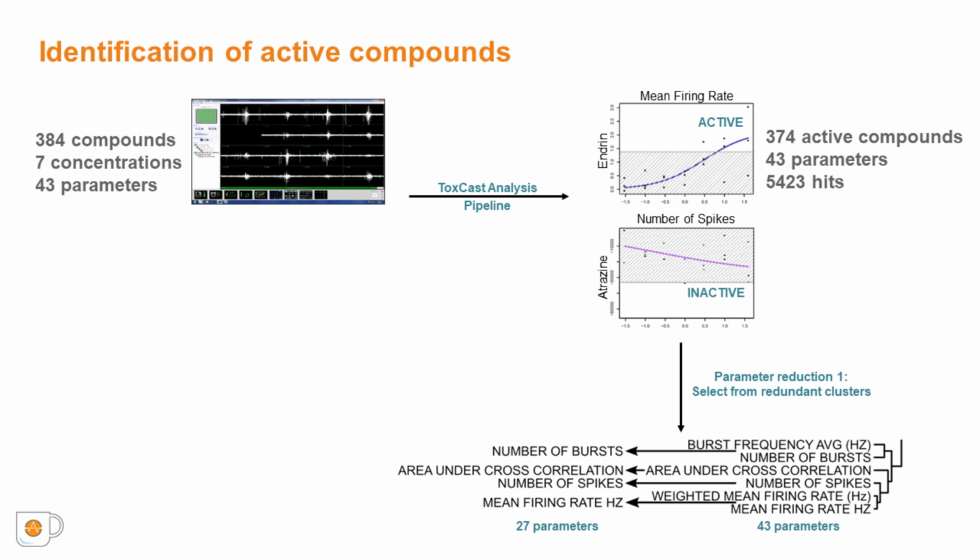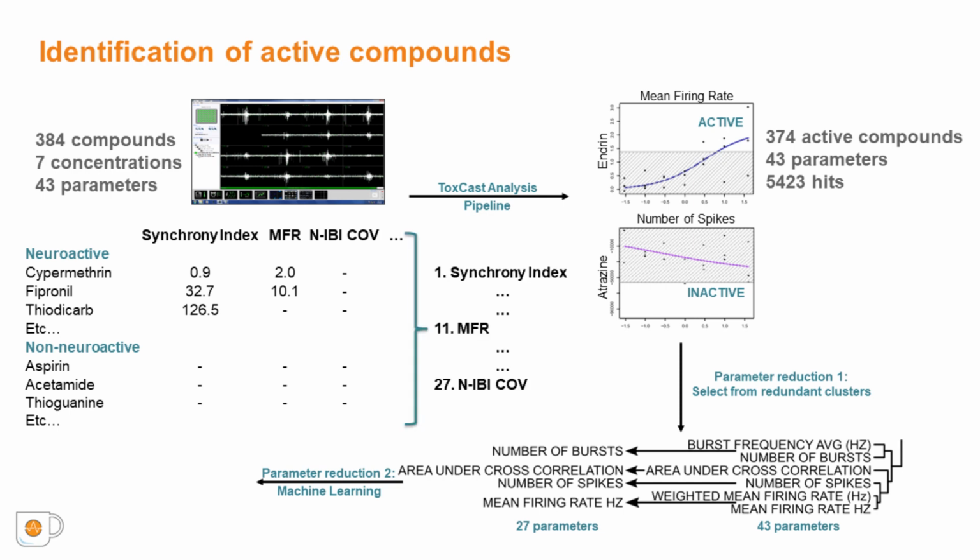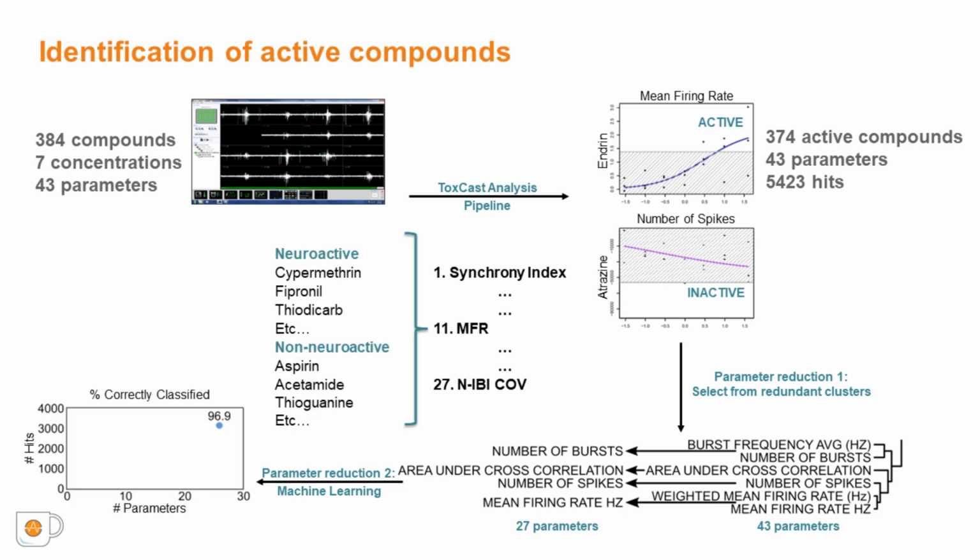However, 27 are still a lot of parameters to consider. For the second step of parameter reduction, we used machine learning. We selected a subset of compounds from our analysis that were known neuroactive or non-neuroactive compounds, and based on the potencies of parameters that these compounds were active in, they were ranked by which were most important in distinguishing between the compounds. Then, with these 27 parameters, we used machine learning to predict whether these compounds were neuroactive from the compound parameter activities. Based on how many of these compounds were correctly classified, we can determine how accurate our model is.